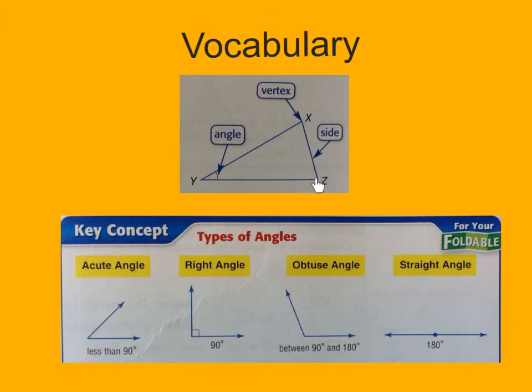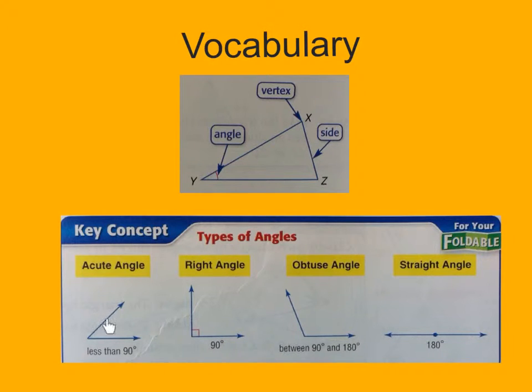And then we have sides of a triangle. There's one side, two, and three sides. Now there are four types of angles. Okay, and again, some of this is probably review. We have a right angle. In a right angle, it's what we call 90 degrees. It makes a perfect square corner.